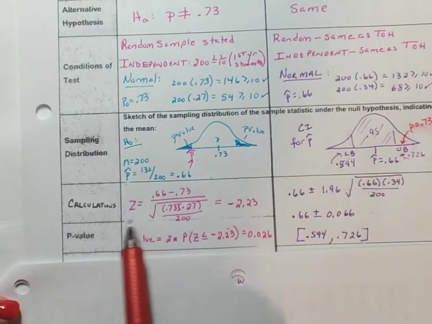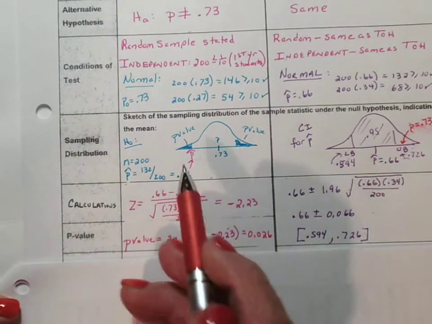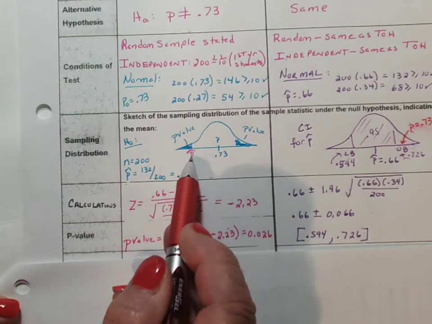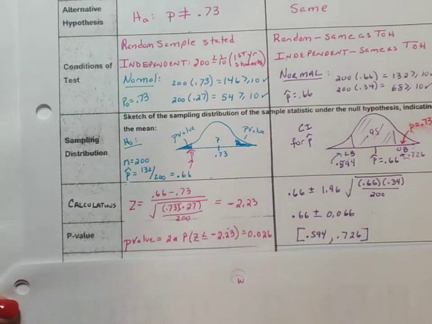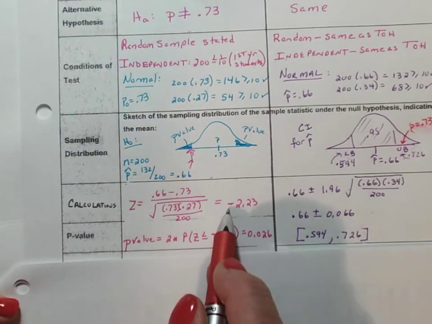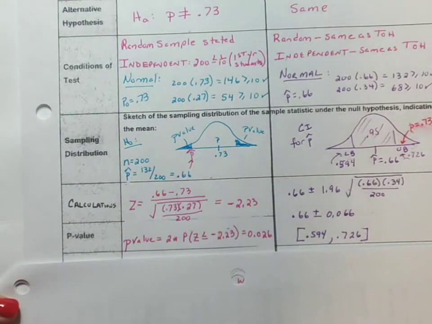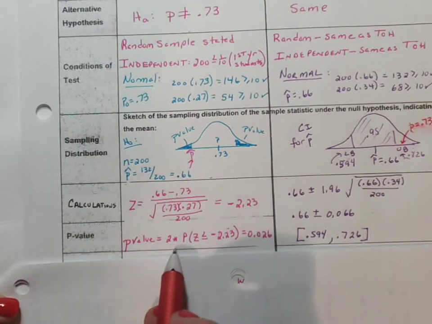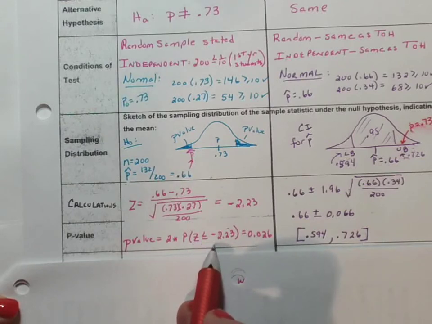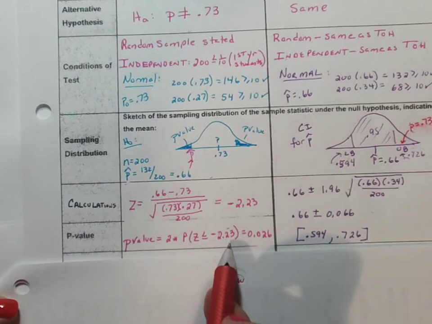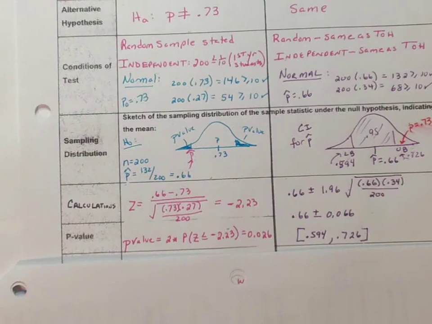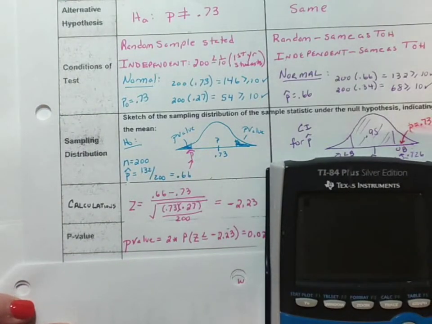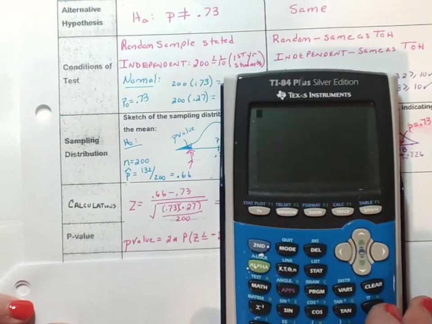Okay. So when you're doing a test of hypothesis, you're looking to find how far, with a z-score, your p-hat is from your null hypothesis, and you should have gotten negative 2.23. The p-value is going to be z is less than or equal to that negative 2.23, but you need to multiply it by 2. So let's just make sure that you know how to do this with your calculator.